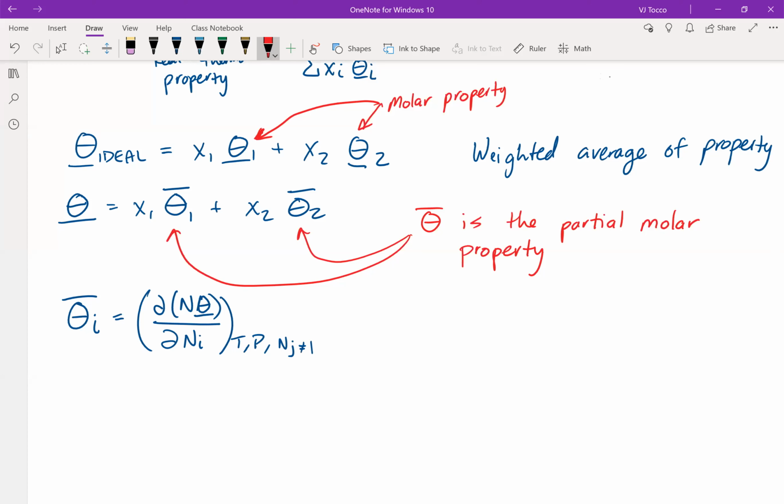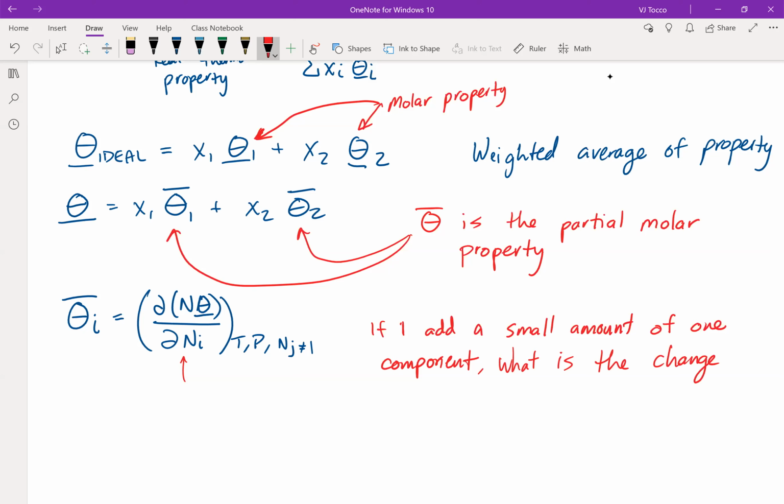All right, so what this says in words is, if I add a small amount of one component, okay, mathematically you say that is my change in number of moles. So if I add a small amount of one component, what will be the resulting change of that thermodynamic property? What is the change in the thermodynamic property of interest?